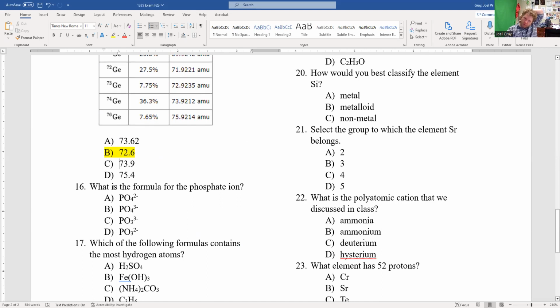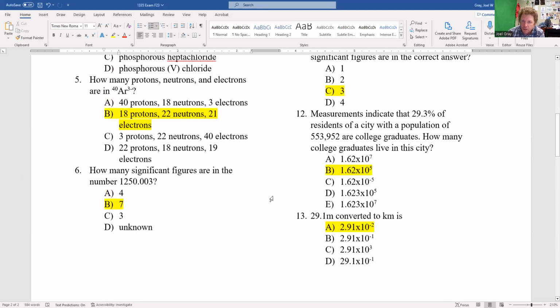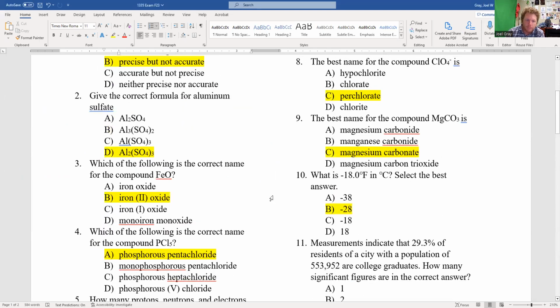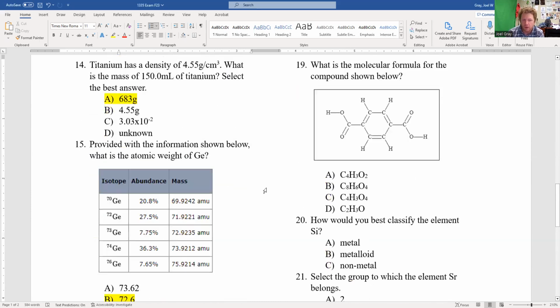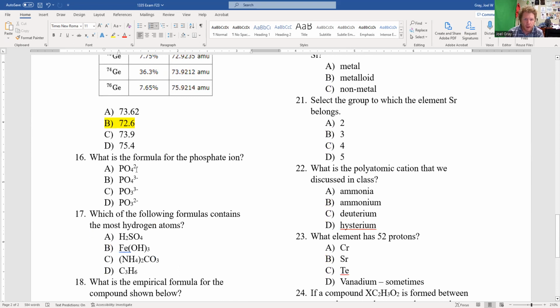Now, what is the formula of the phosphate ion? The phosphate ion, we actually saw this earlier when we were looking at, didn't we? We saw sulfate, not phosphate. Okay, so that's a different ion.